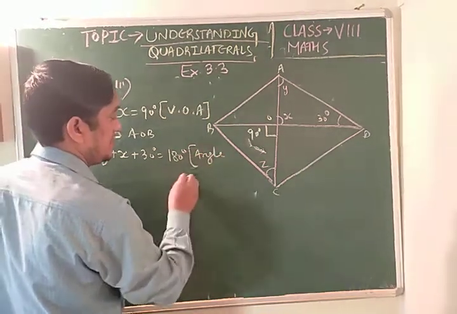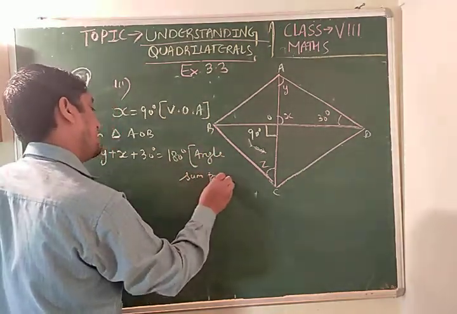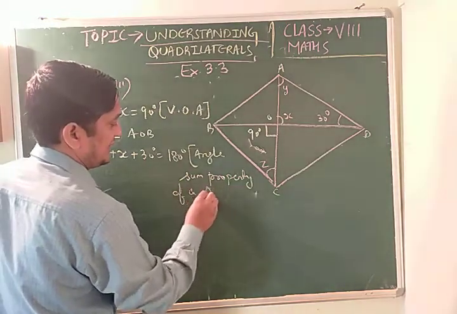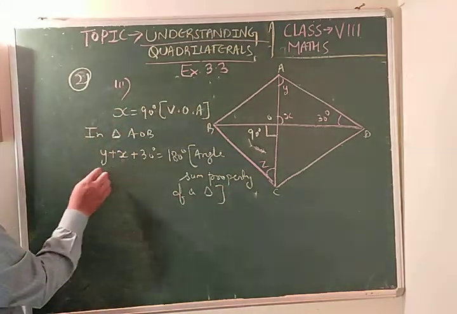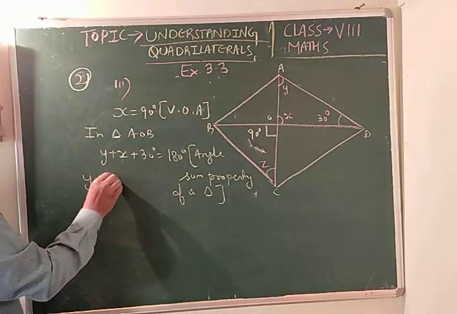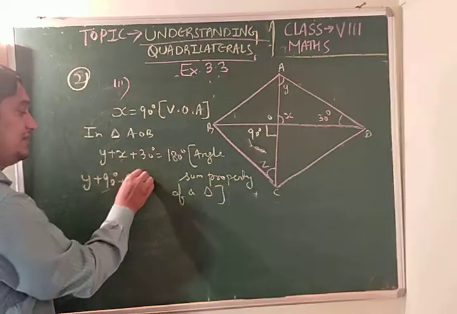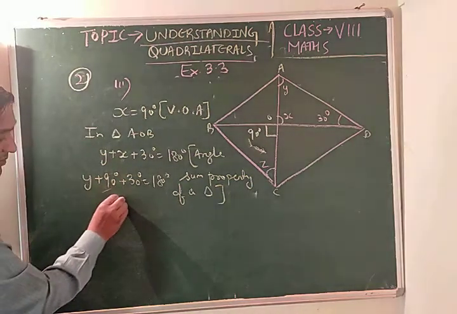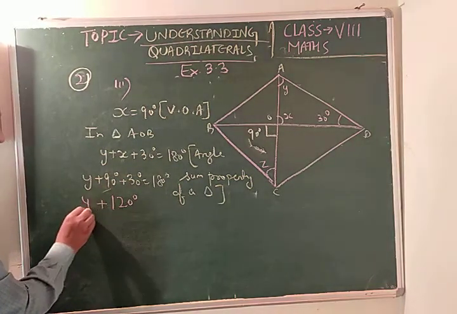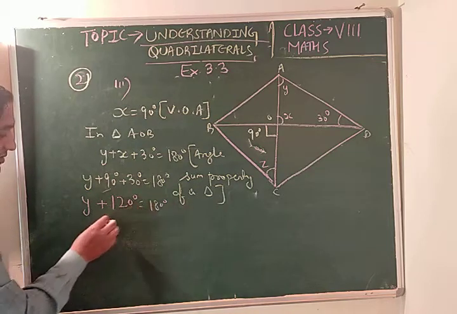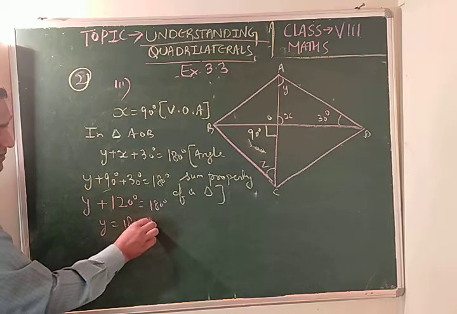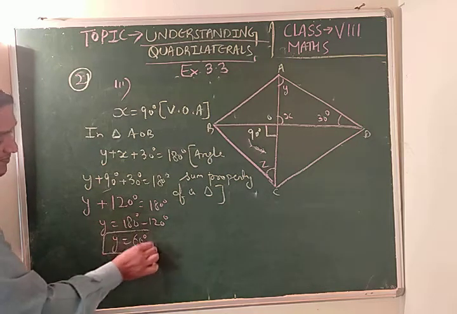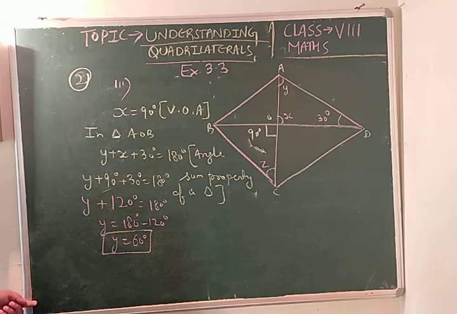Angle sum property of a triangle. Now we know that the value of x is 90 degree and this 30 is given, equals to 180 degree. Now 90 plus 30, 120 degree. So the value of y is what? 180 minus 120. Y is 60 degree. Now which one is left?